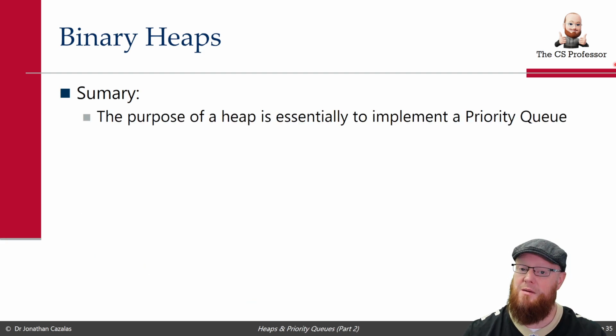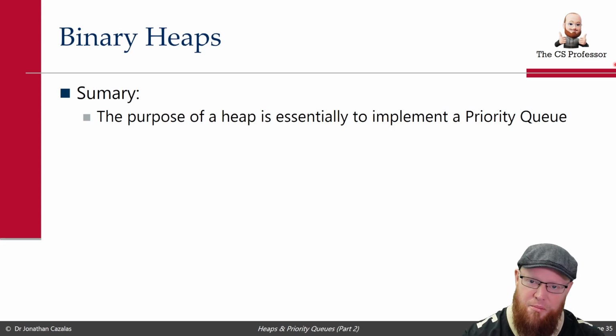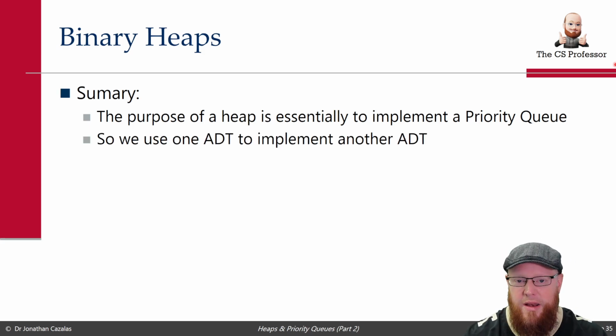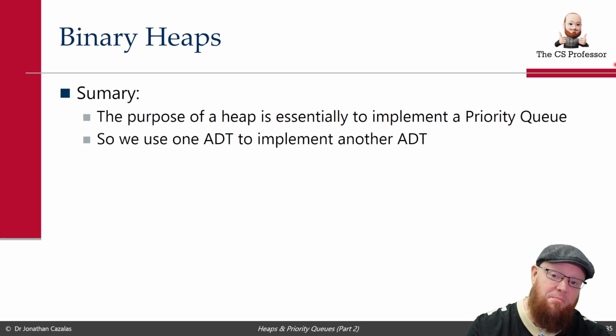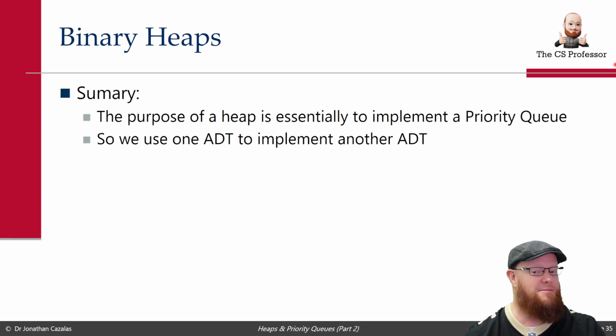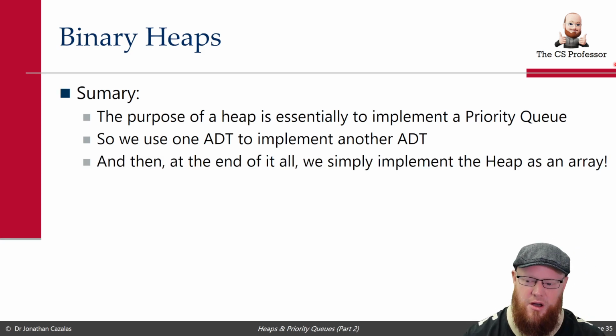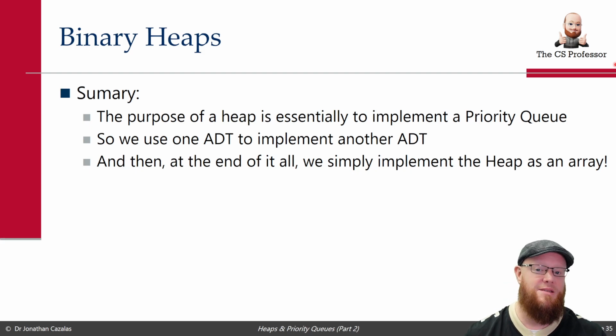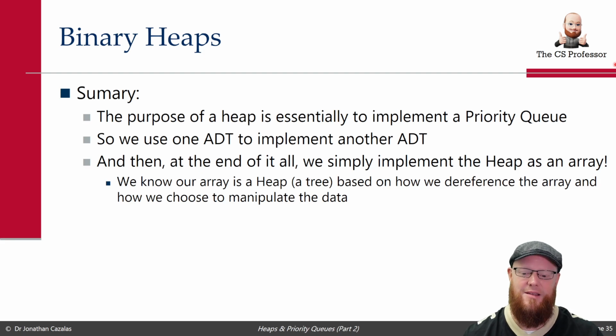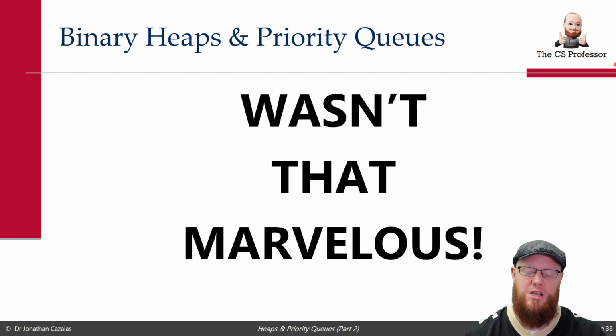The purpose of a heap is what? To implement a priority queue. We use one abstract data type to implement another abstract data type. That's cool. That's nerdy. That's awesome. But in the end, we ultimately implement this heap just as an array. And we know our array is a tree, is a heap, based on how we dereference it and how we choose to manipulate the data in that array.